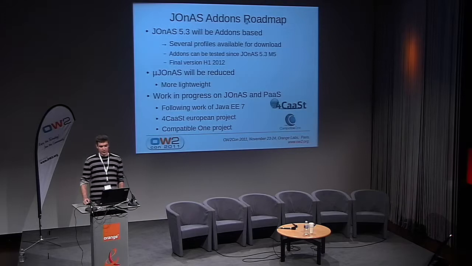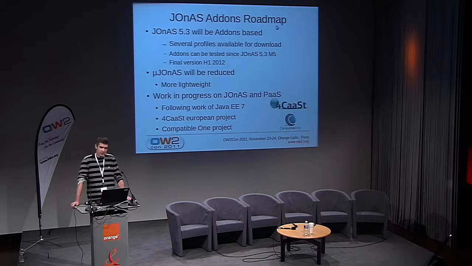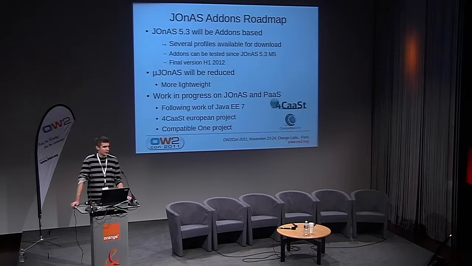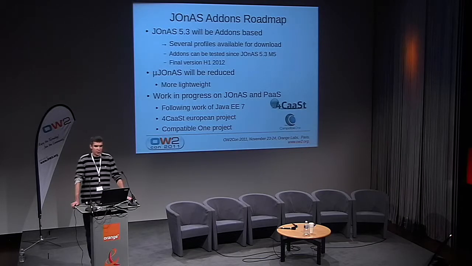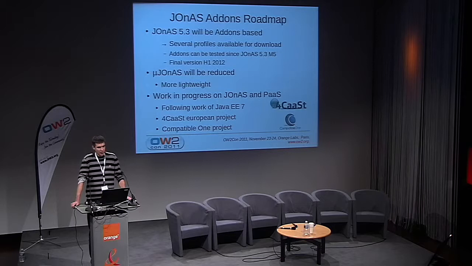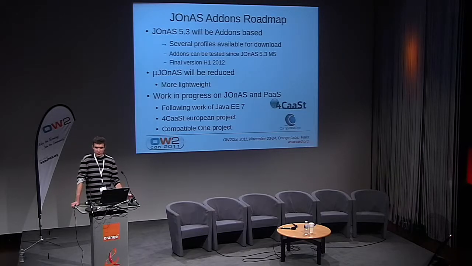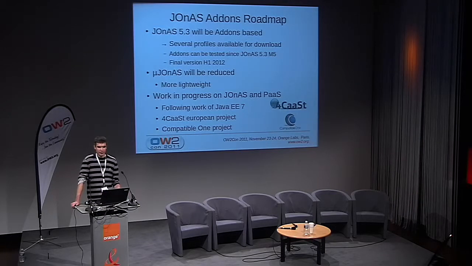Now I will talk about the roadmap. The next major version of JOnAS will be add-on based. It means that we will provide many profiles. For example, we will provide the JOnAS web profile that will implement the Java EE 6 web profile. You may also find add-ons like the Camel add-on. And if you want to use the JOnAS add-on, you can already test this feature in JOnAS since the 3.5 M5 release. The final version of JOnAS 3.0 will be released in the middle of next year.